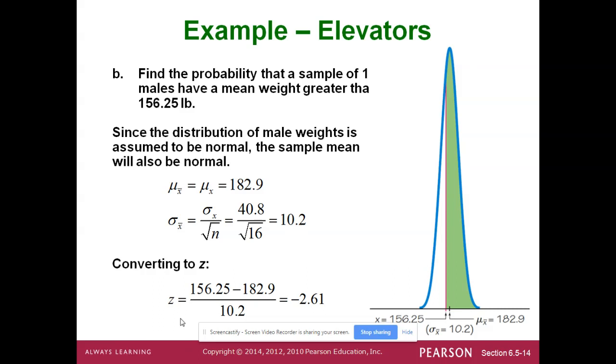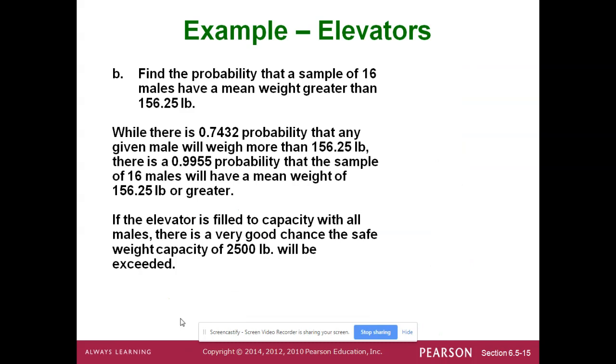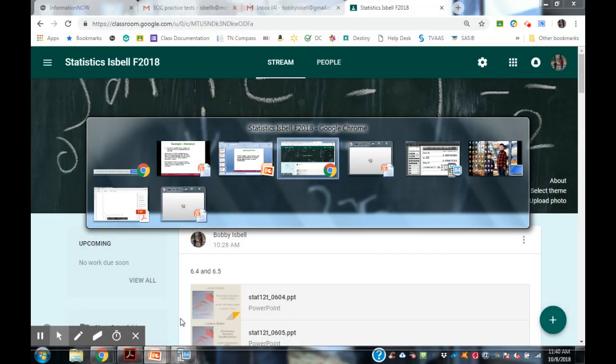We're looking for greater than 156.25. Find that area of that. And if we do that, we get... this statement is confusing. The top part is the answer to A. It didn't really affect me. Okay. B part, the probability that the sample of 16 males will have a mean weight greater than 156.25 is 0.9955.